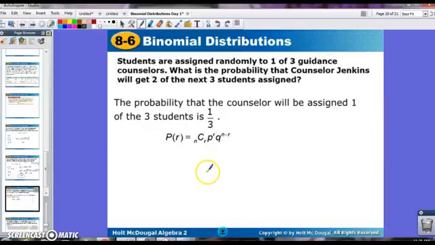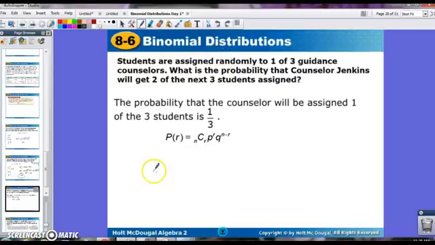Let's look at another one. It says students are assigned randomly to one of 3 guidance counselors. What is the probability that Counselor Jenkins will get 2 of the next 3 students assigned? So the probability that the counselor will be assigned one of the 3 students is 1/3. That wording is kind of weird, right? But if there's 3 guidance counselors, the student has a 1/3 chance of getting any one of the 3, because there's 3 guidance counselors to choose from.